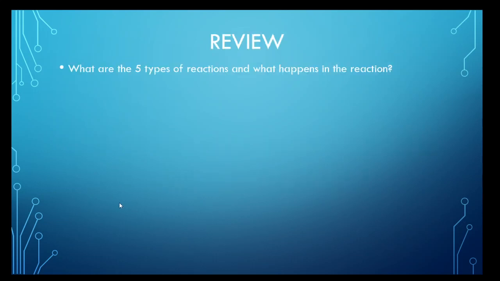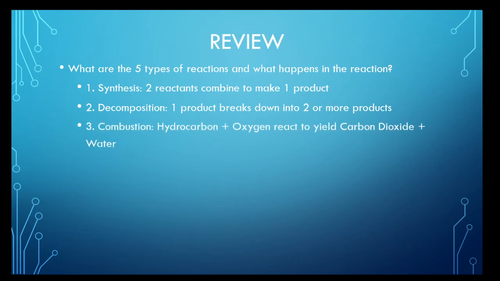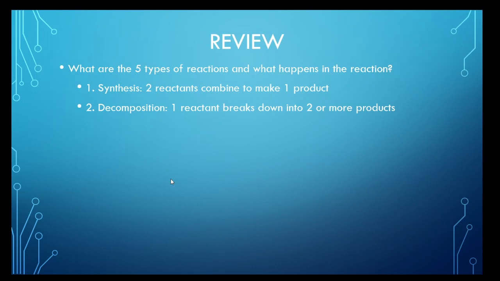Okay, so a little bit of review. What are the 5 types of reactions and what happens in the reactions? Those are pretty important as we get to prediction. Remember, we've got a synthesis where 2 reactants combine to make 1 product. We have a decomposition where 1 product breaks down into 2 or more products. Not products, but it should be 1 reactant breaks down into 2 or more products. Let me go back and fix that one. All right, I think I got that fixed. So again, our decomposition is 1 reactant breaks down into 2 or more products.